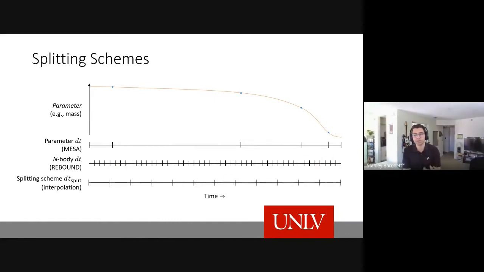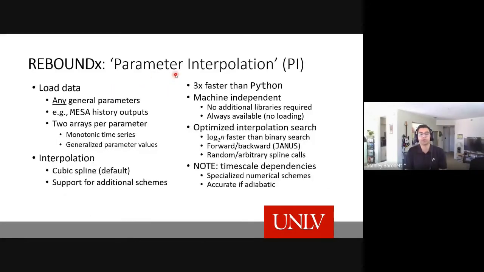One of the ways you can justify doing this is because the error from the interpolation scheme is very negligible compared to the error of the splitting scheme itself. And in our case, this lets us use a much more efficient approach of running a single model, like I said, and interpolating results for a number of different n-body integrations. And so we implemented this in Rebound, and Parameter Interpolation is the name of the feature. And again, it allows you to load any data. In fact, it doesn't have to be stellar evolution data.